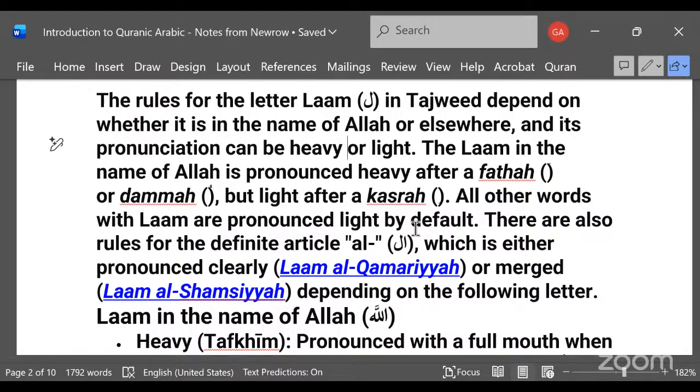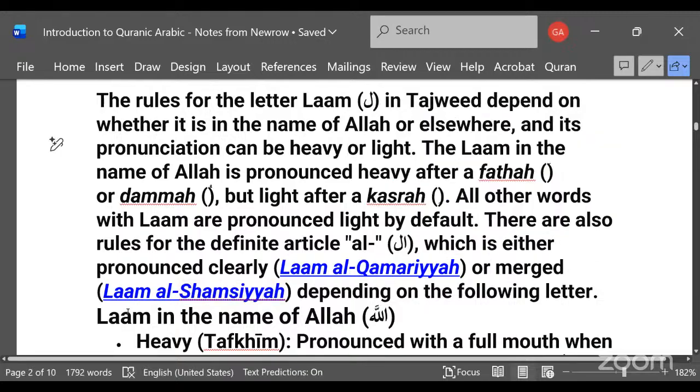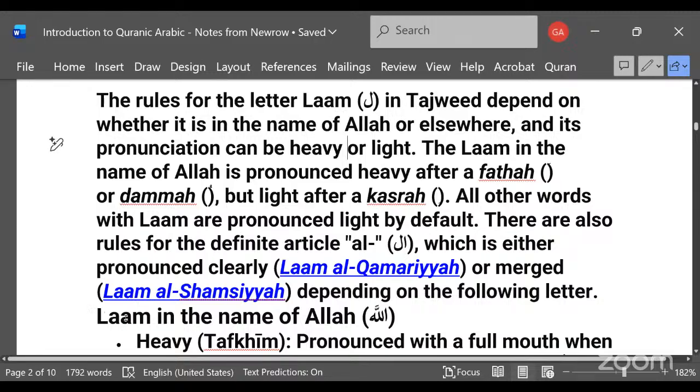The only time you have it light or heavy is when it comes in the name of Allah. So there are also rules for the definite article al, which is either pronounced clearly when it is followed by a Qamariya letter, we call it Lamul Qamariya, or merged when it is followed by Lamul Shamsiya, depending on the following letter.